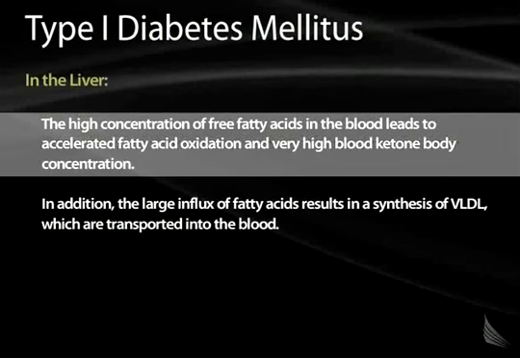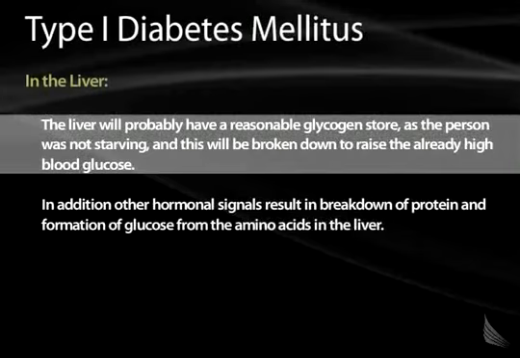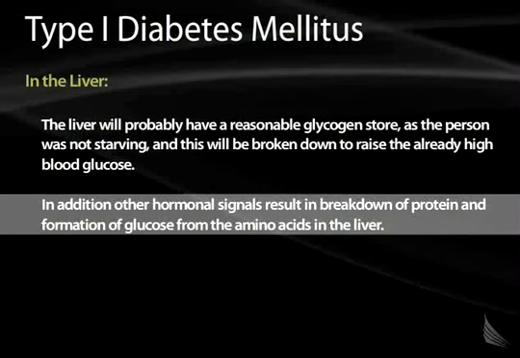In the liver, this high concentration of free fatty acids leads to accelerated fatty acid oxidation and very high blood ketone body concentration. In addition to that, the large influx of fatty acids results in the synthesis of VLDL, which is transported into the blood. The liver will probably have reasonable glycogen stores. The person wasn't starving, and so this will be broken down to raise the already high blood glucose levels because there's no insulin to stimulate glycogen synthesis. In addition, the other hormonal signals result in breakdown of protein, formation of glucose from the amino acids of the liver. So despite the fact that the blood glucose is actually very high, there's going to be a stimulation of glycogenolysis and a stimulation of gluconeogenesis, which produces even more glucose, causing this self-perpetuating spiral.